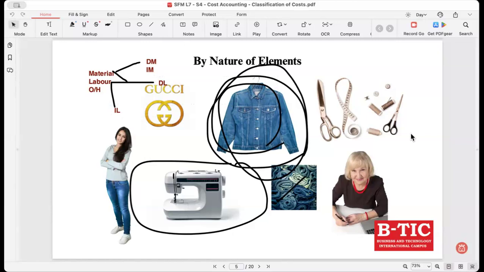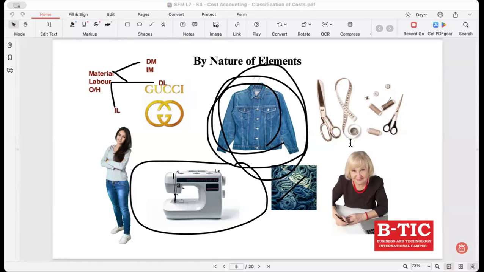I'm going to go at a slower pace because this lesson is very important for you, especially for your assignment, your third task. So I'm going to take it very slow. So what's the meaning of direct labor? Easy, same definition as direct material. The only difference is that this is labor, that is material, right?